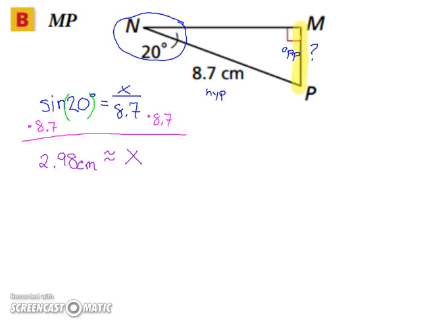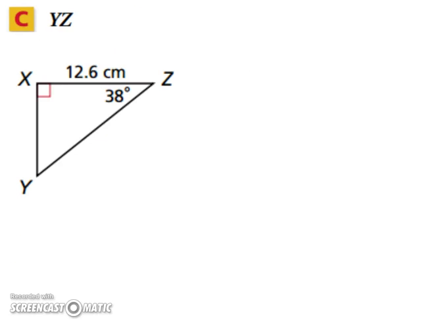Try this one on your own. Now that you've had a few moments to try it on your own, let's see how close you came. We're looking for YZ, so we want to highlight YZ to make sure we don't mix anything up. YZ is our hypotenuse, and we're given this angle Z. We're trying to find our hypotenuse, and the other side they gave us is adjacent to the 38 degrees.